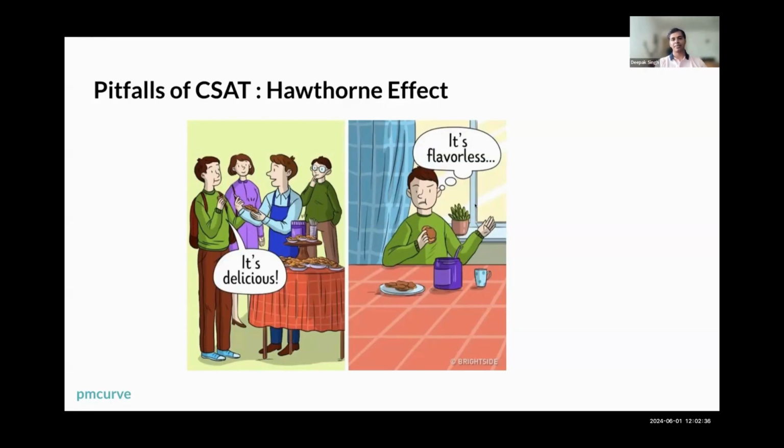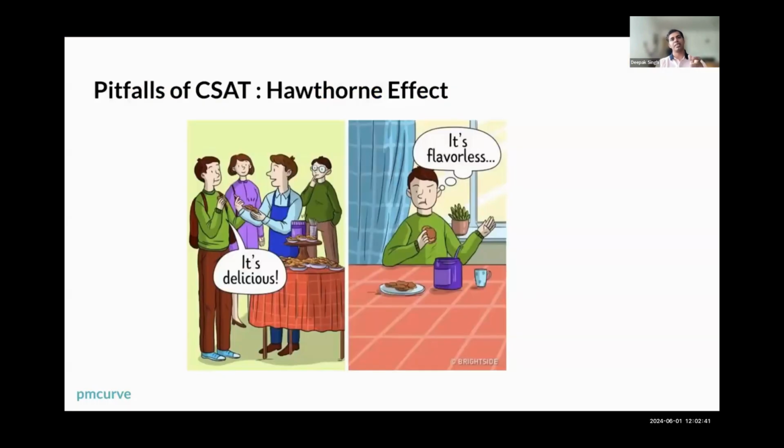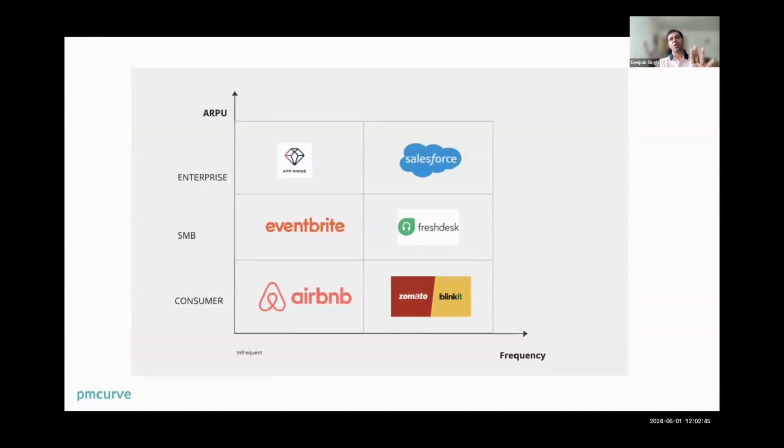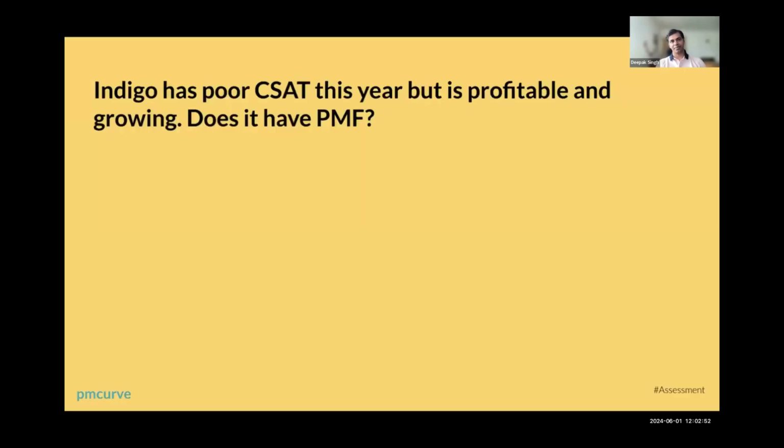So Hawthorne effect, survivorship bias, and sampling bias all play together in different contexts and situations when you use CSAT, which is why CSAT is not a great thing for infrequent products unless you address all three, right? I'll give you a very simple example.